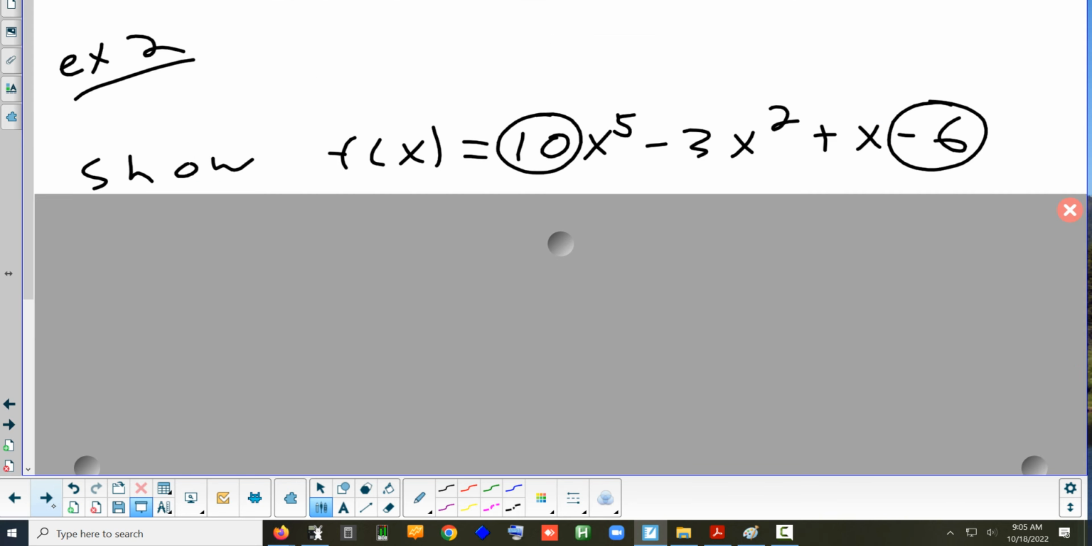So if we look at this one, yes, 10 could be written as 10 over 1, negative 3 over 1, 1 over 1, negative 6 over 1. Every number in that problem could be written as a fraction. If you take something, like let's say you change the 10 to pi, well, now you just put a number in front of x that cannot be written as a fraction. 3.14, it keeps going. It wouldn't work now. Okay? You have to have numbers in front of the variables that can be written as fractions.